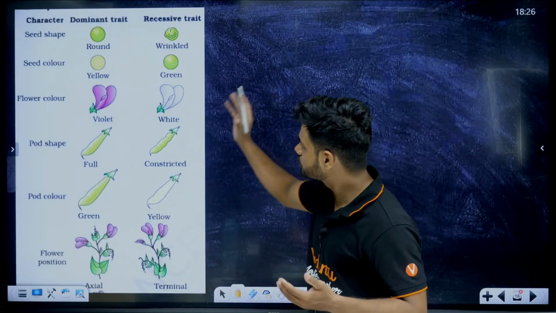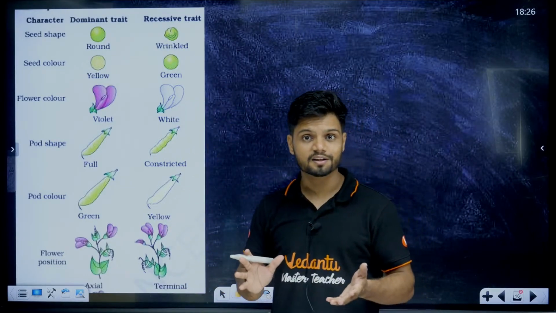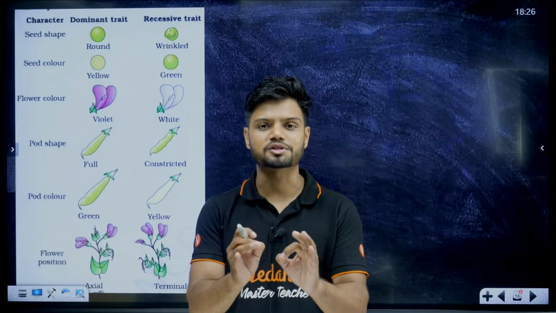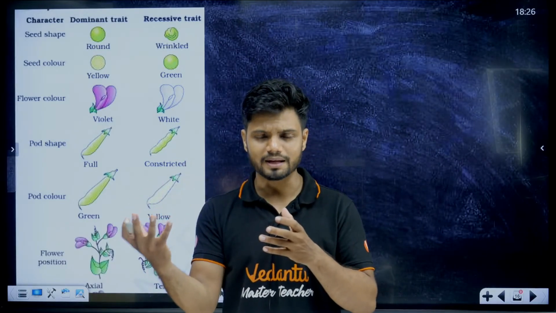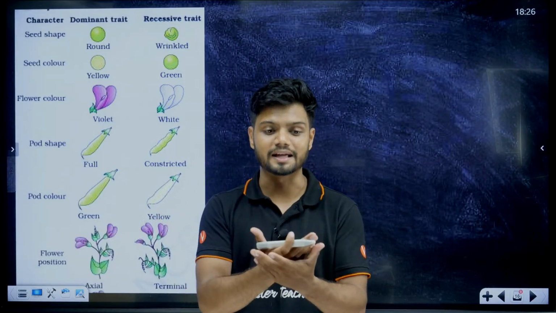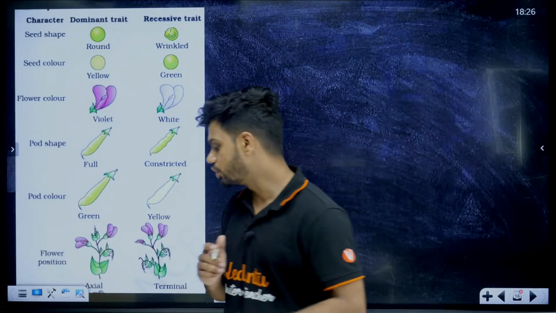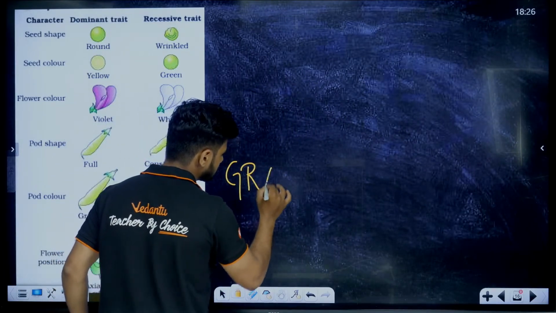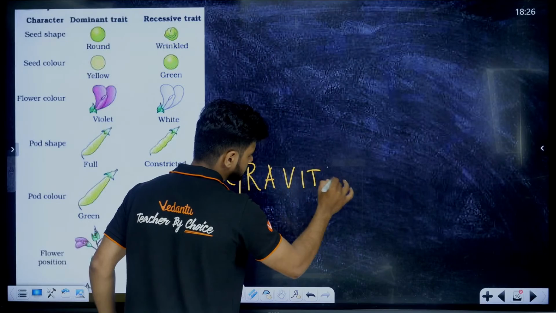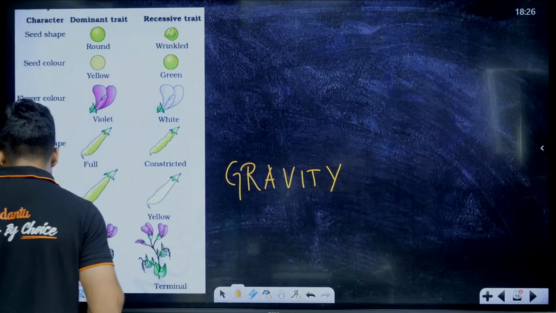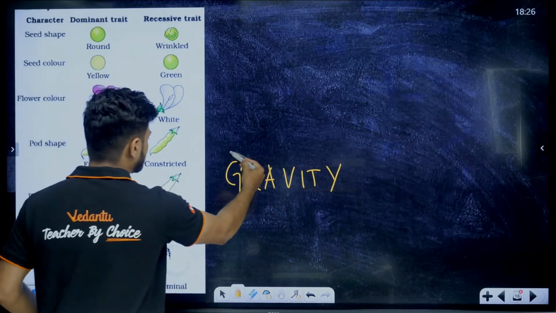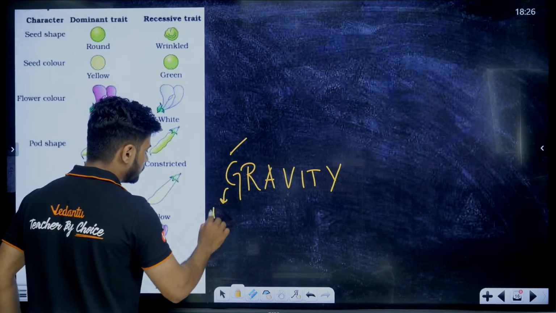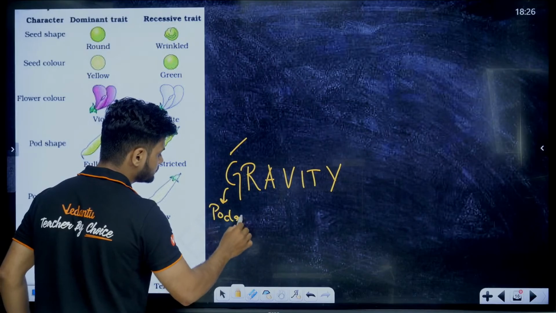Now, will they ask you this table in examination? Yes, they will ask you. But how will they ask you? They'll ask you in a very simple fashion, telling which of the following are said to be dominant in nature. Which of the following are dominant? And there is a small trick for it, that is going to be GRAVITY. G is green, that is your pod color. Pod color, green is dominant.